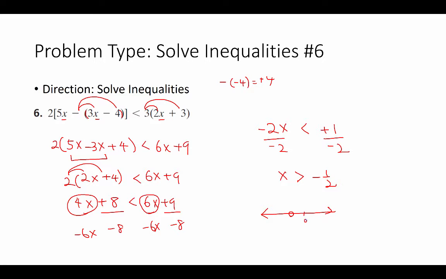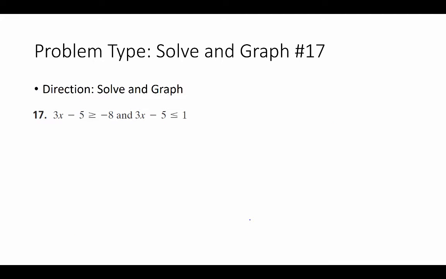So if this is 0, and say that's negative 1, this circle I just drew will be negative 1/2. And then it says x is greater than, so it's going to cover all the region beyond it. So that's how you do number 6. Your answer should be boxed like that. And let's go to the next problem.